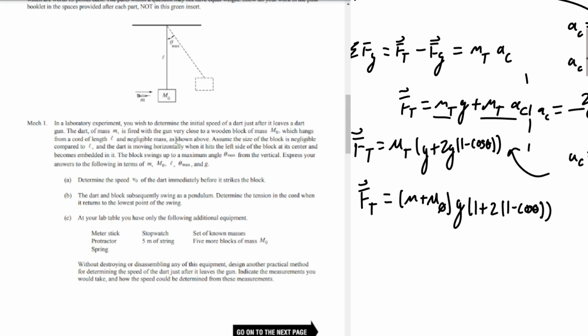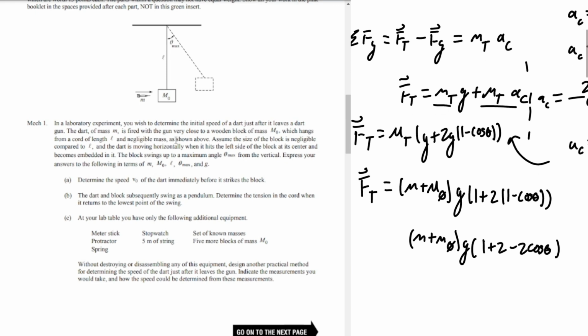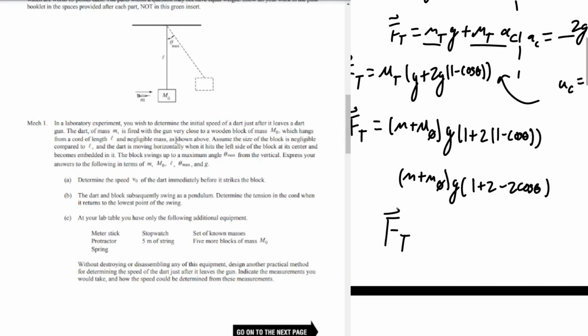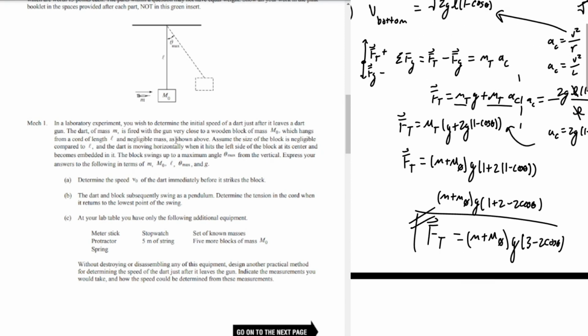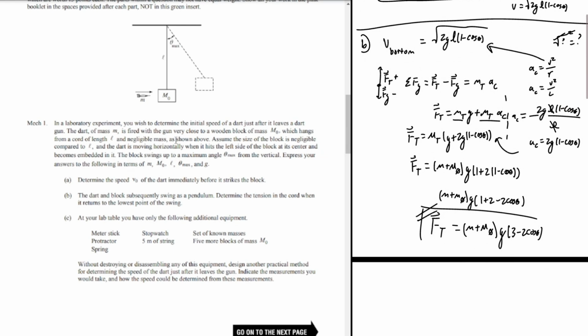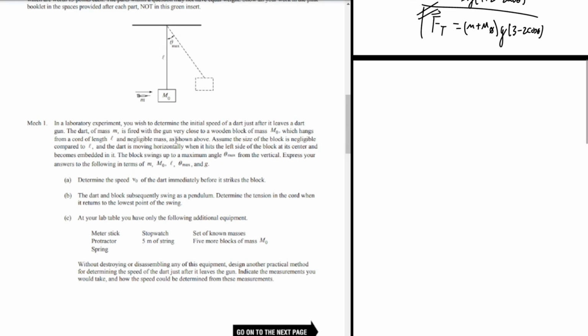And I'm going to expand that entire expression. So I'm going to say M plus M naught times G, it's going to be 1 plus 2 minus 2 cos theta. And this gives me the final force tension, which is equal to M plus M naught times G times 3 minus 2 cos theta. And that seems like a lot of work to get there, and it is. But yeah. All right, let's move on.